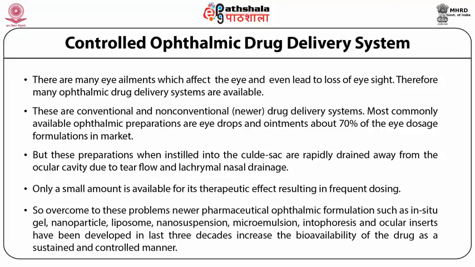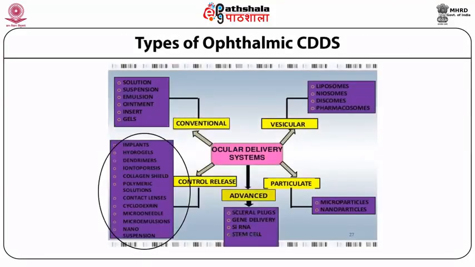To overcome such problems, newer pharmaceutical ophthalmic formulations such as in situ gel, nanoparticle systems, liposomes, nanosuspensions, microemulsions, iontophoretic devices, and ocular inserts have been developed. And in the last 3 decades, there have been devices which have helped to increase the bioavailability of the drug in a sustained and controlled manner. On your screens, you can see a schema showing the various types of ophthalmic controlled drug delivery systems.